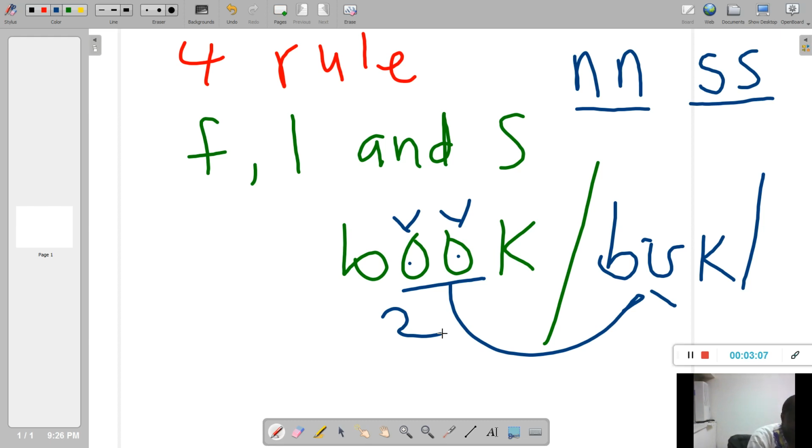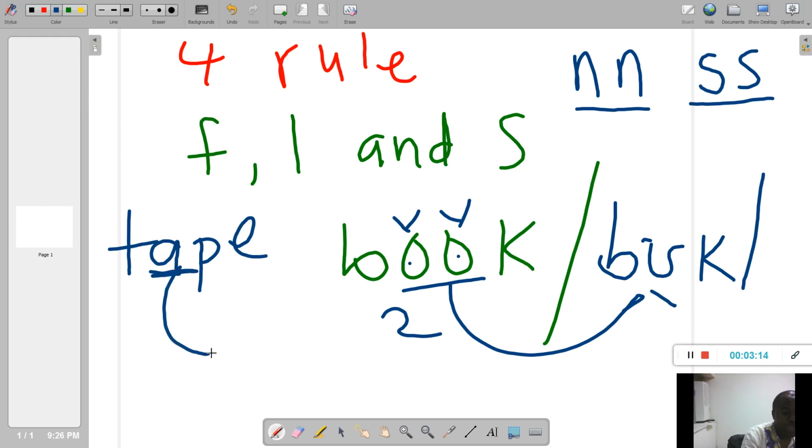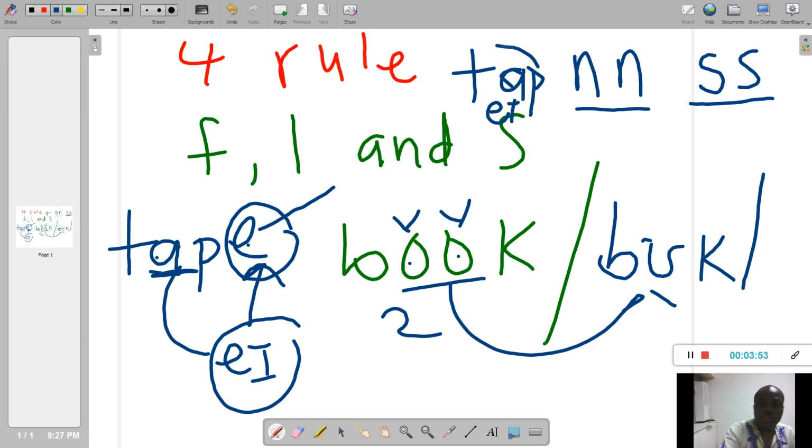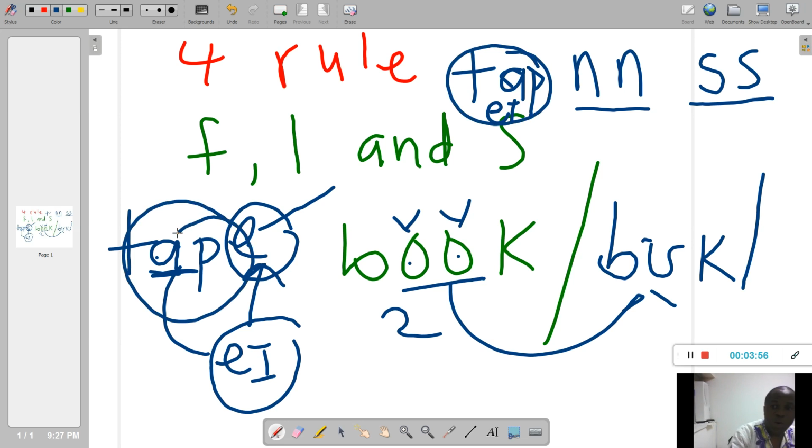Let me give you an example. A perfect example is tape. If I write the word tape, the A changes its sound because of this silent E. This E is not pronounced. So if I want to know the number of syllables in this word, I'm not going to say 2 syllables because we have A and E. No, this is a 1-syllable word, just like tap. When you add E, it changes the sound of A, so it became tape. It's a 1-syllable word. Tape is a 1-syllable word, tap is a 1-syllable word.